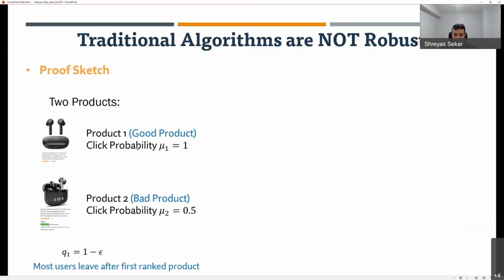In particular, one of them is a good product. So this has a click probability of 1. The other is a bad product. So that has a click probability of 1/2. What that means is that only half of my customers will click on the bad product, but all of my customers will click on the good product.